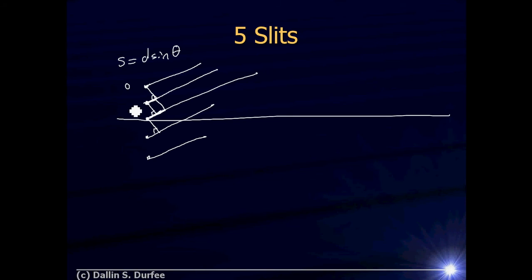So if I call this phase 0, and this is delta phi, this one will have a phase shift of 2 delta phi, this one will have a phase shift of 3 delta phi, and this one will have a phase shift of 4 delta phi relative to this one, right?